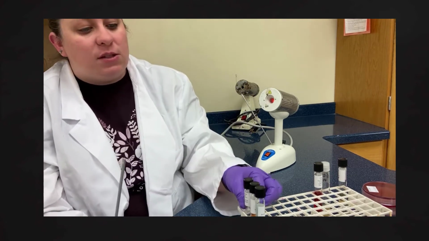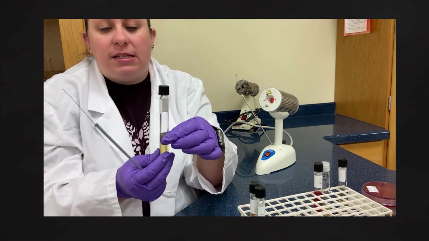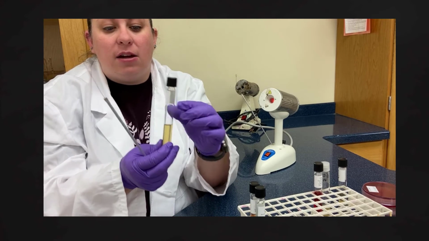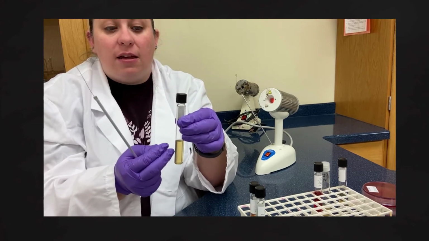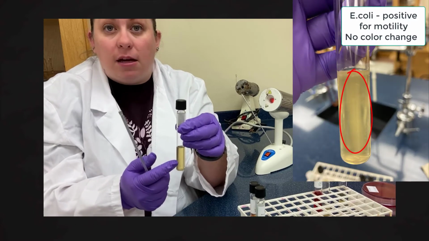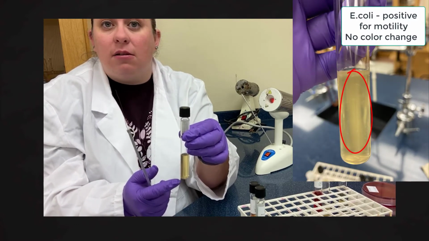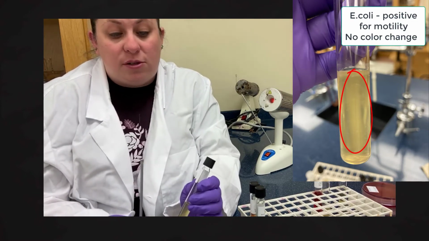In this first case, we're going to look at this SIM media. This media is a deep, okay, so it's not at a slant here. And this is going to allow us to see if our bacteria has motility, movement. Also, if a color change takes place where it turns black, it's going to let us know if it is a hydrogen sulfide producer, okay?